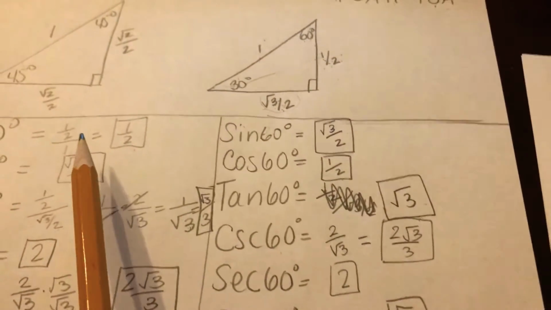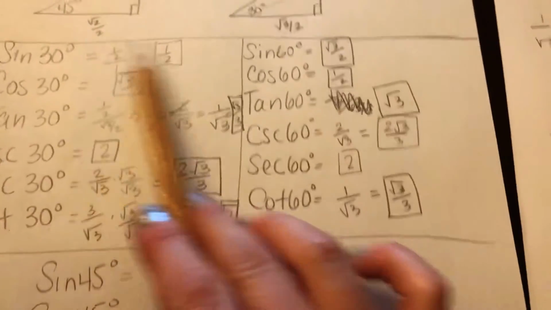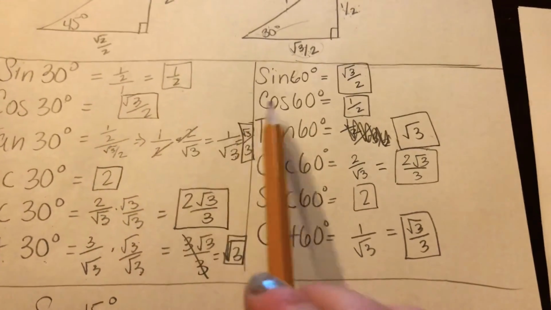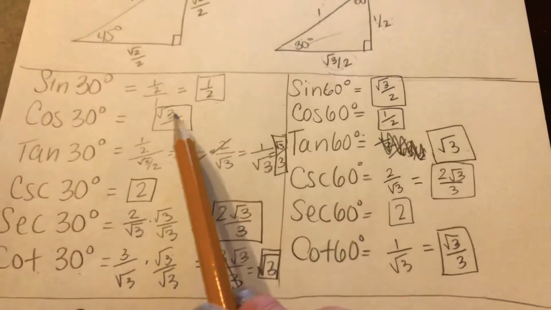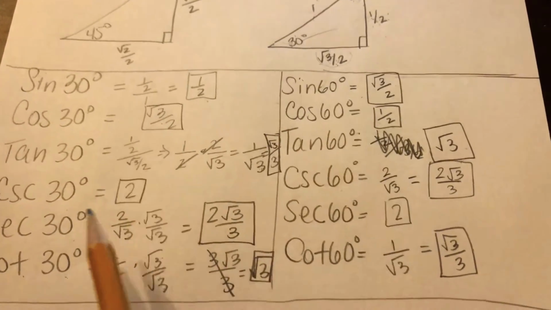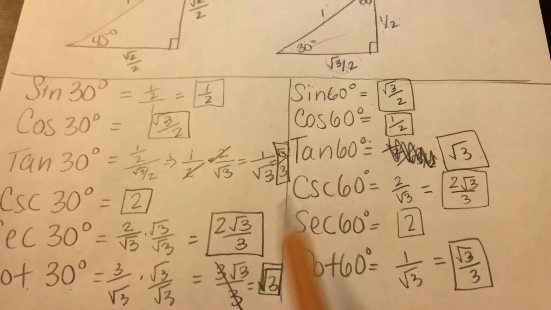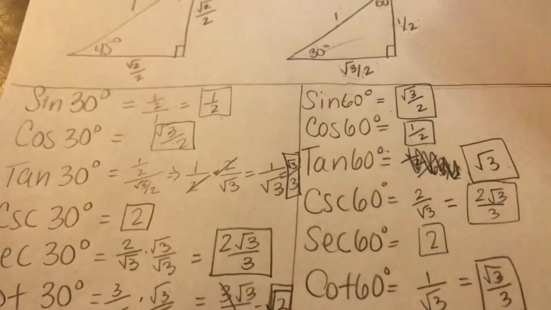So if you notice, look what happens here with the sine of 30 and the sine and cosine of 60. The sine of 30 becomes the cosine of 60, and the cosine of 30 becomes the sine of 60. Okay? And this stuff is like inverses, which we'll talk about later, and they switch around a little bit.